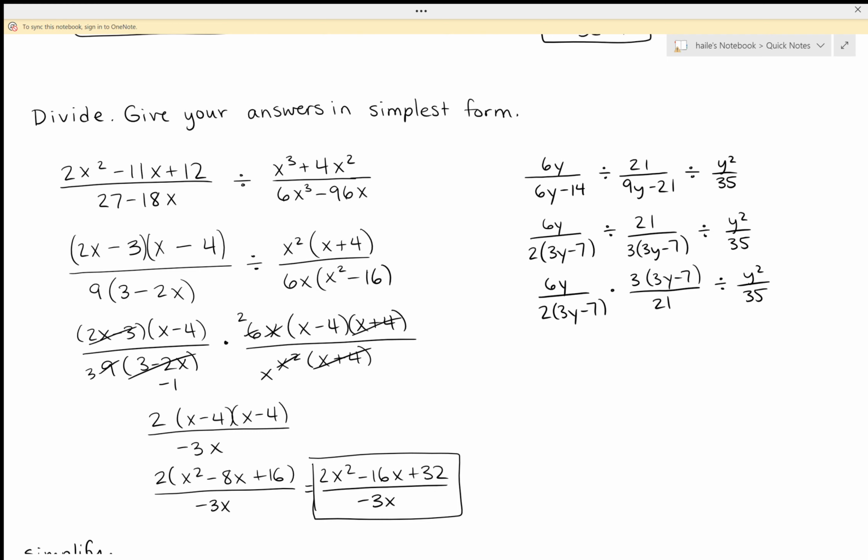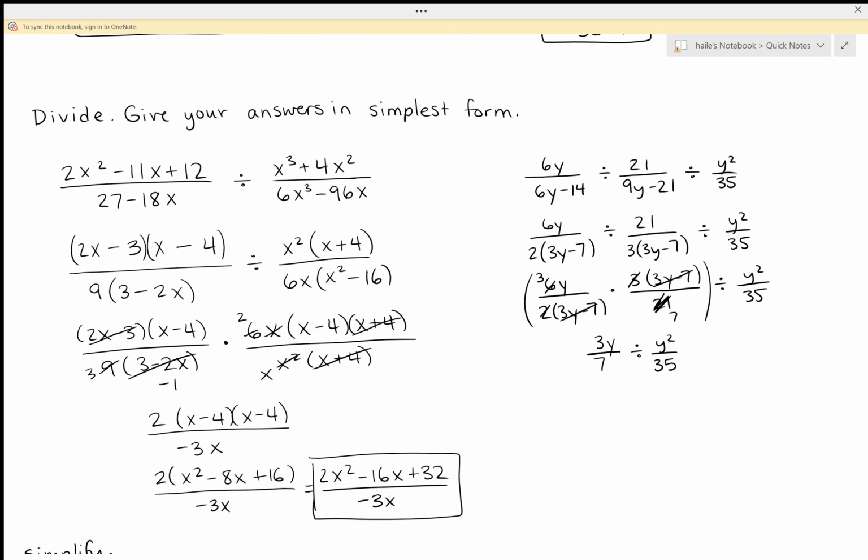Alright, so let's see what I can cancel in just this multiplication problem right here. So I have 3y minus 7, 3y minus 7. 6 and 2 will cancel, and I'll be left with a 3 on top. And 3 and 21 will cancel, and I'll be left with a 7 on the bottom. So now let's see what I have left. So I have 3y over 7. I think that's all that's left. Divided by y squared over 35.